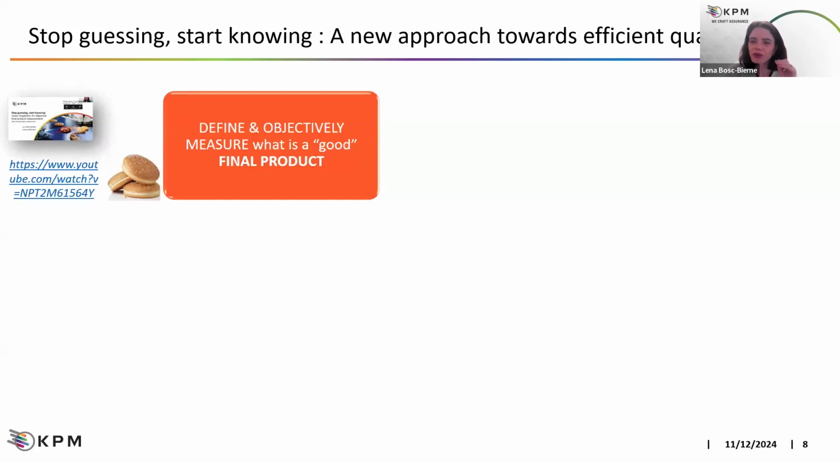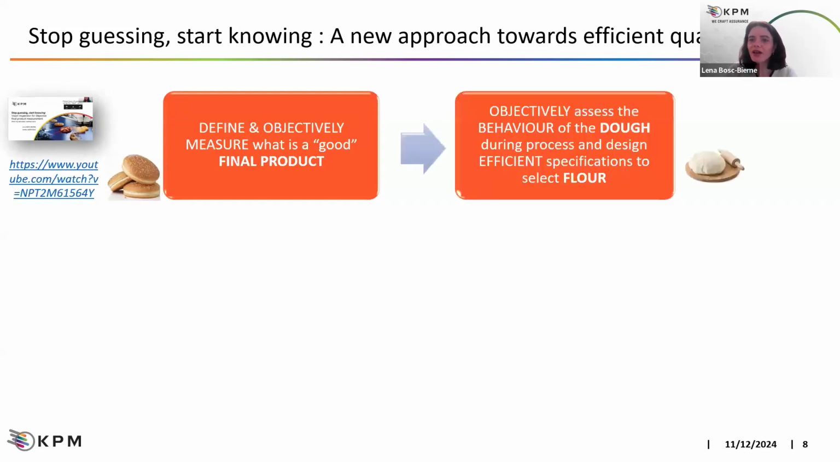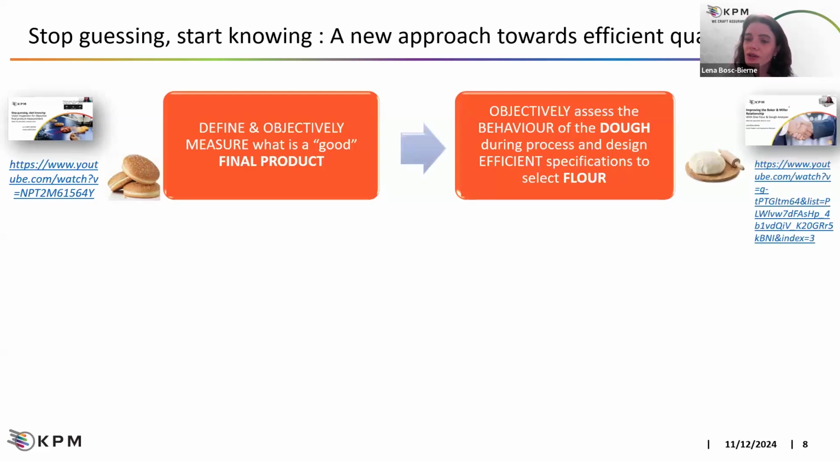Once we know our objective, then we can start analyzing the behavior of the dough during process, and we can design efficient specifications to select the flour. Both those objectives can be reached thanks to a rheological equipment called the MixoLab. And the recording of this presentation is also available on YouTube, so do not hesitate to go and watch it.